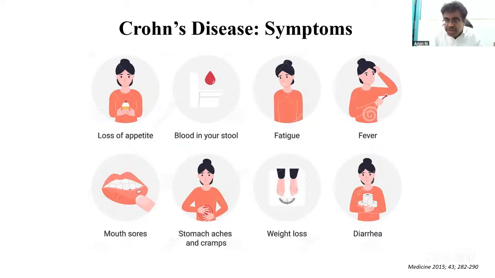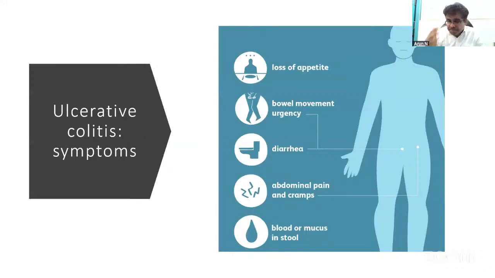That's nothing but your GI. Multiple other systems may coexist. This is what is called extra GI manifestations of inflammatory bowel disease. You should not forget that. And I think I've discussed all those things.